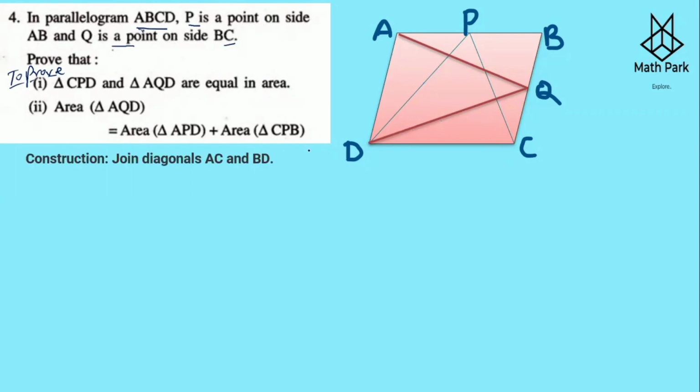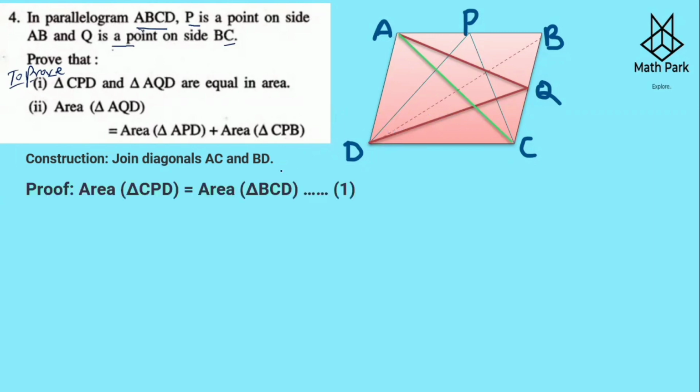Okay. So let us join the diagonals of this parallelogram. AC is the diagonal of parallelogram ABCD and then BD is another diagonal. Then area of CPD, this triangle, is equal to the area of BCD, because they are on the same base DC and between the same parallels AB and DC. Therefore, their areas are equal. Triangles on the same base and between the same parallels are equal in area.